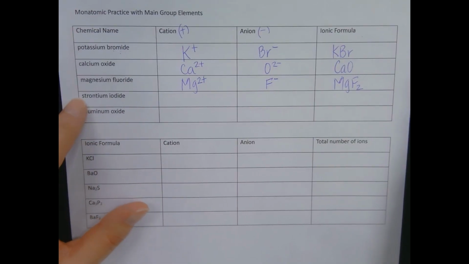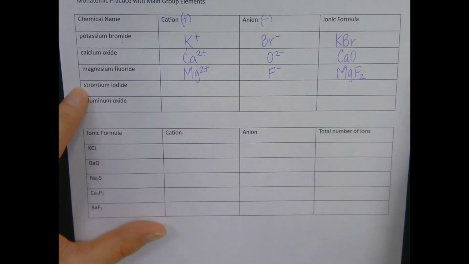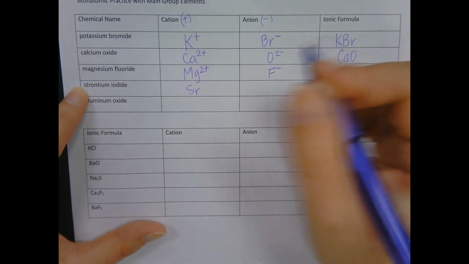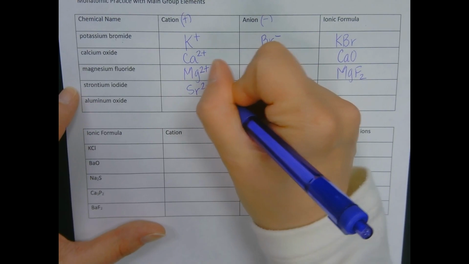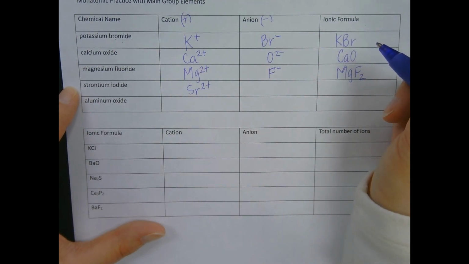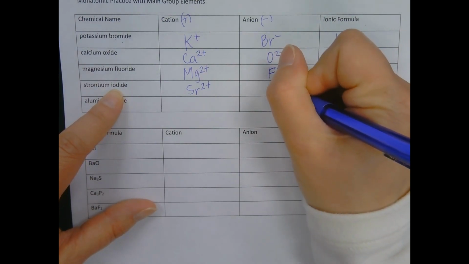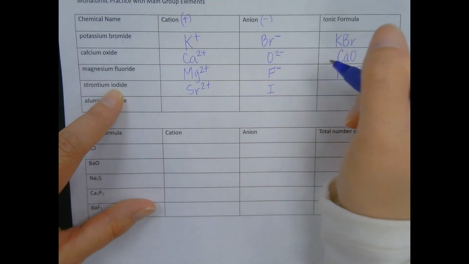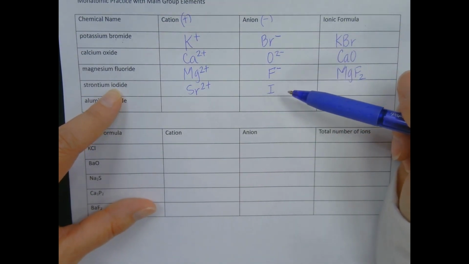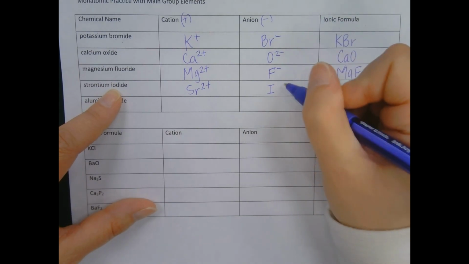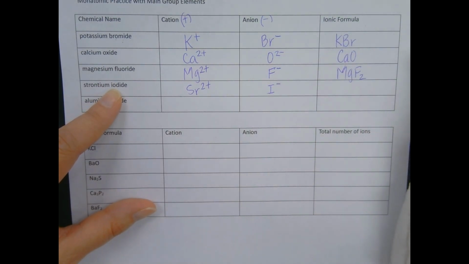Strontium iodide. So strontium is Sr, and strontium is in group 2A, which means it has a 2+ charge because it has 2 valence electrons to give away. Iodide, the root is iodine, capital I. And I like to make it really look like an I because it might get confused with the lowercase l. And it's a -1 charge because it's in group 7A.